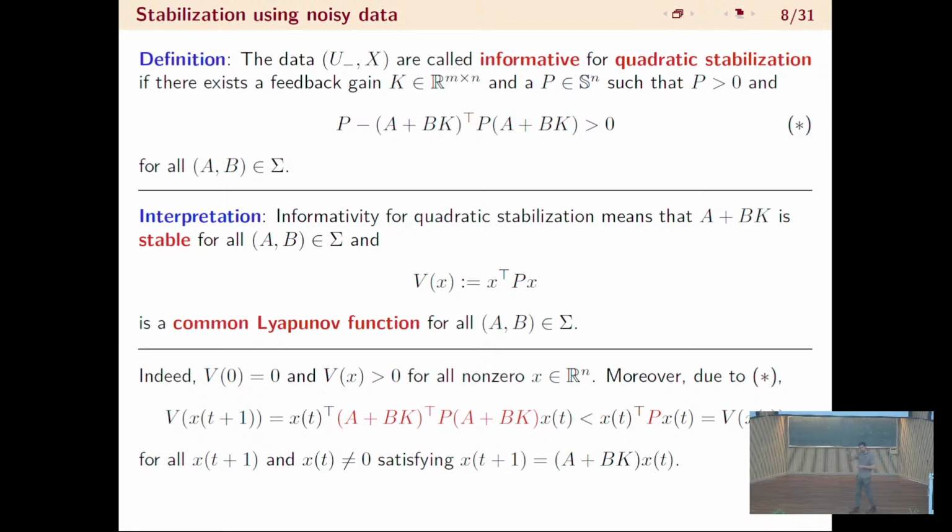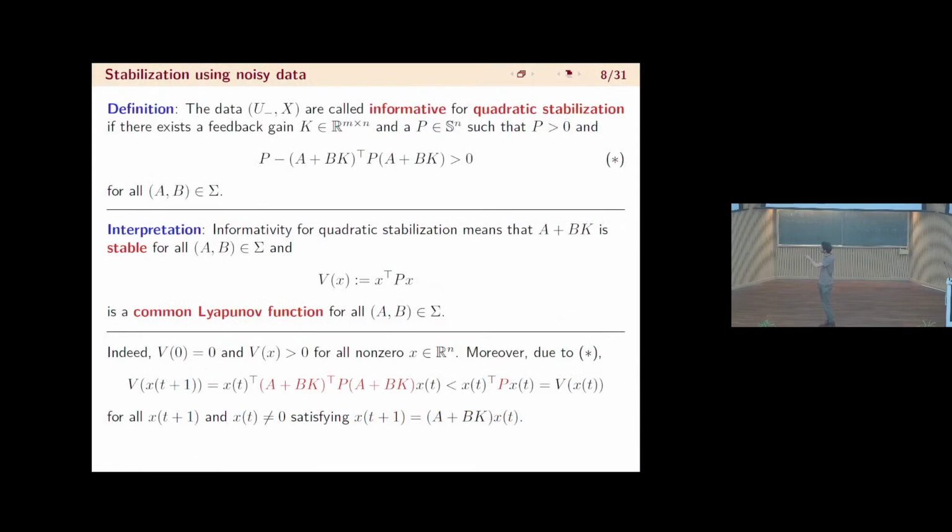And moreover, along the trajectories of our closed loop system, this Lyapunov function must decay. Meaning that if I evaluate V at x(t plus 1), this must be smaller than V of x(t). Let's see if that's indeed the case. So, if I plug in V of x(t plus 1), well, that's x(t plus 1) transpose P x(t plus 1). But I know that x(t plus 1) is (A plus BK) x(t). So x(t plus 1) are trajectories of the closed loop system. So I plug it in here.